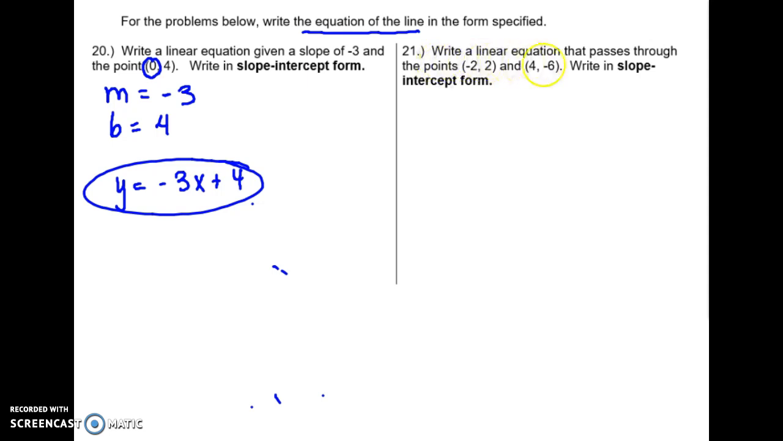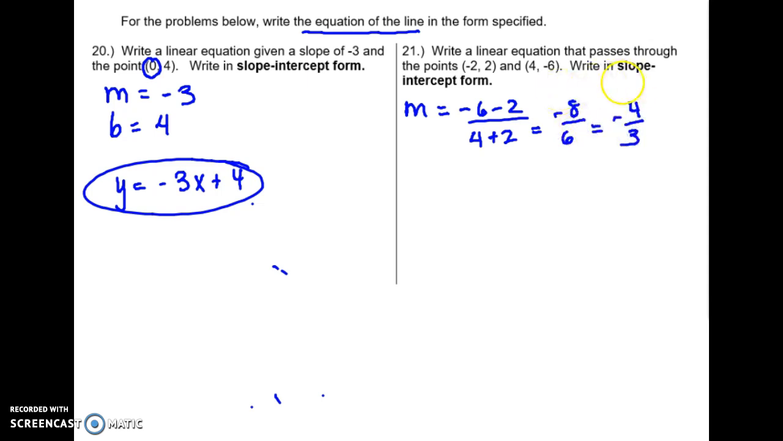All right, so we're writing a linear equation that passes through the 2 points, and we're going to write it in slope-intercept form. So we know we're going to need our slope. So negative 6 minus 2 divided by 4 plus 2. We're going to get a negative 8 divided by 6, which is negative 4/3. Don't be afraid of the fractions.